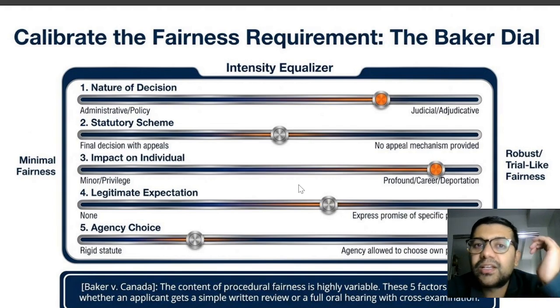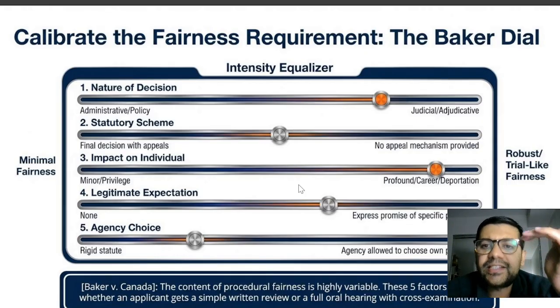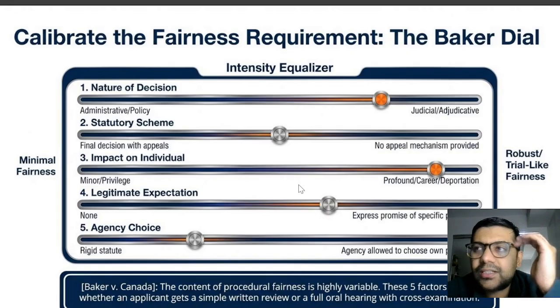As I said, we are done with whether procedural fairness is owed. Right now, we are assessing how much procedural fairness is owed. If the process of the decision making is so stringent that it almost looks like a courtroom, then you owe a lot of procedural fairness. You owe the maximum procedural fairness to that person who is being made the subject of the decision.